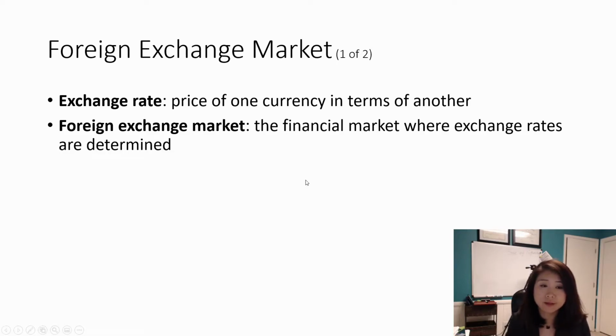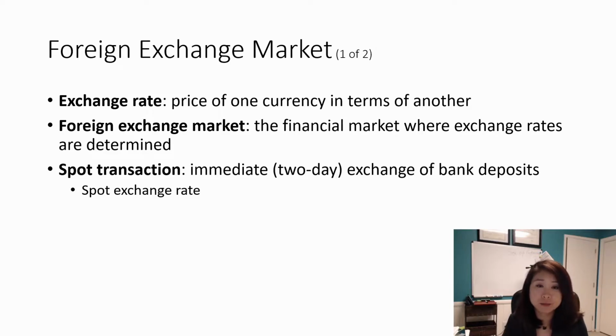The foreign exchange rate is determined on the foreign exchange market. The foreign exchange market is the financial market where exchange rates are determined. Like I said, when you think $1 equals about 7 yuan, that price is determined on the foreign exchange market. When we talk about the foreign exchange market, we look at two different kinds of transactions, because you will have two different kinds of exchange rates.